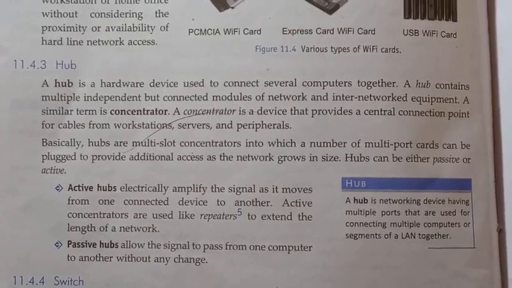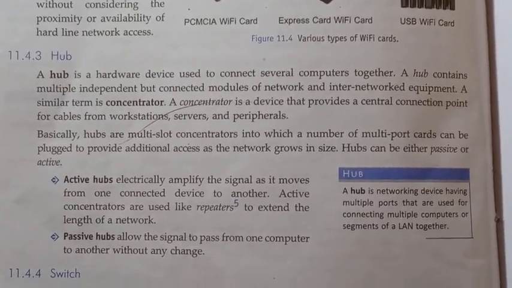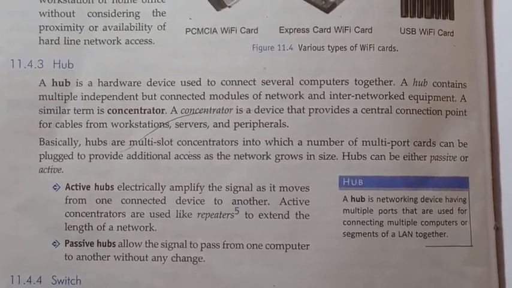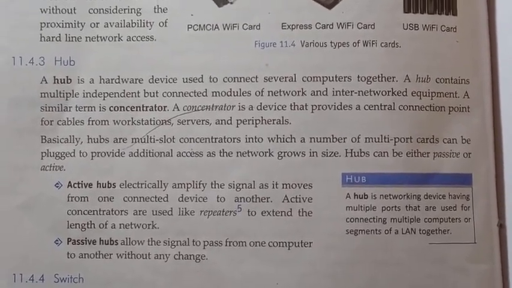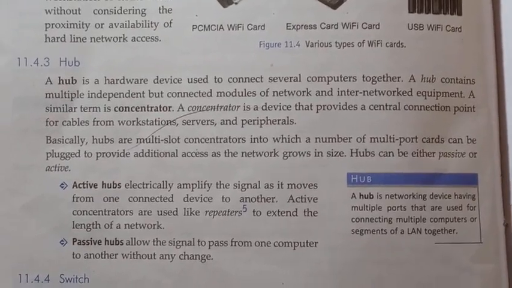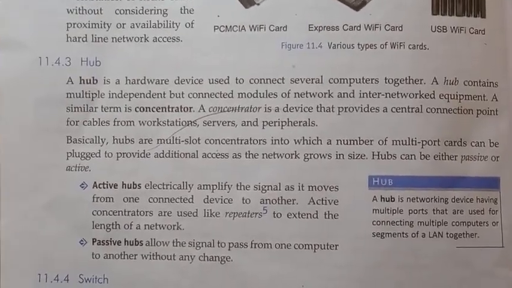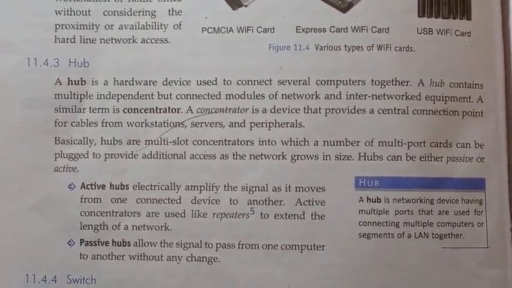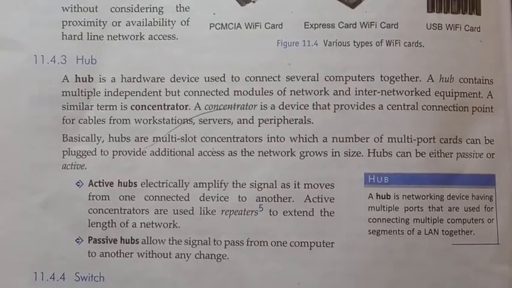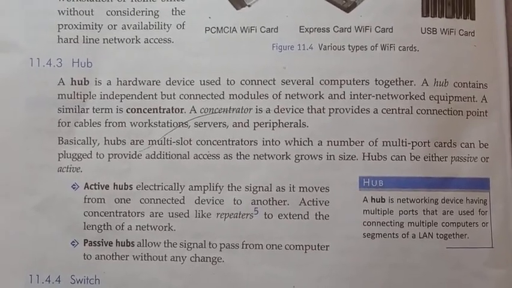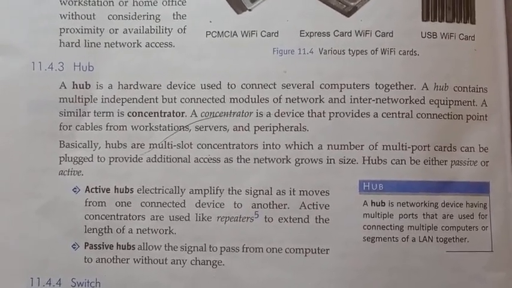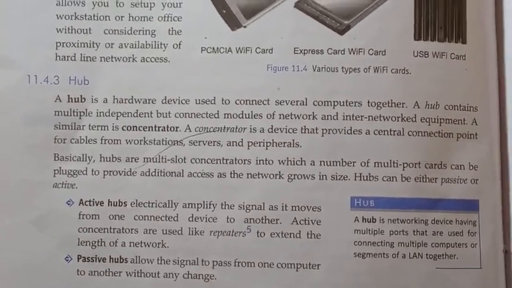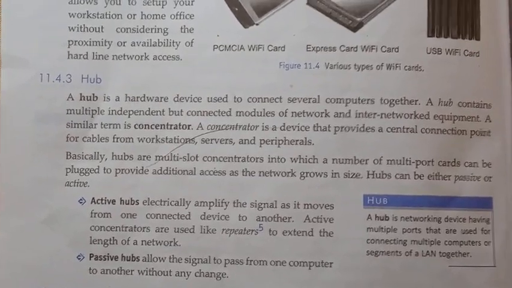For example, if A wants to send a message to C, assume the network contains A, B, C, D and E, then that message goes to all other devices also, because the hub just passes that message to all other devices. This is the main drawback of the hub. In order to avoid this drawback, we can use another, more effective device called a switch. Tomorrow we will study the switch functions.